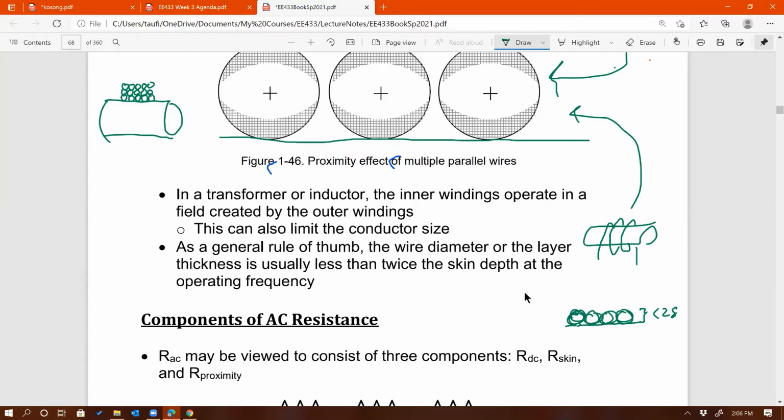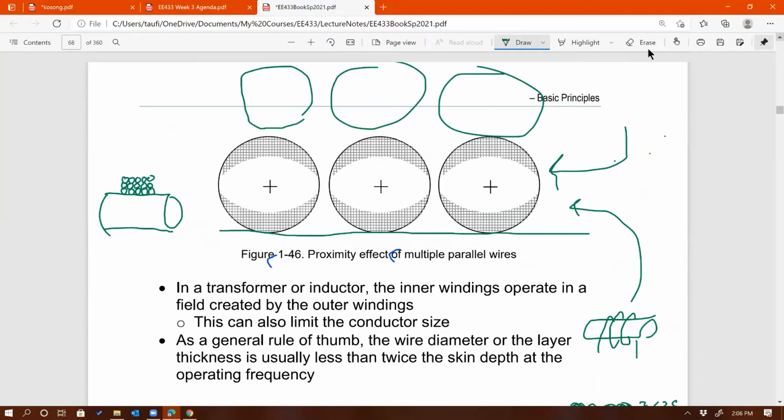So right here, again, if I have multiple windings just like this, then based on this general rule of thumb, the diameter of this wire, let's call it D, should be less than twice the skin depth.